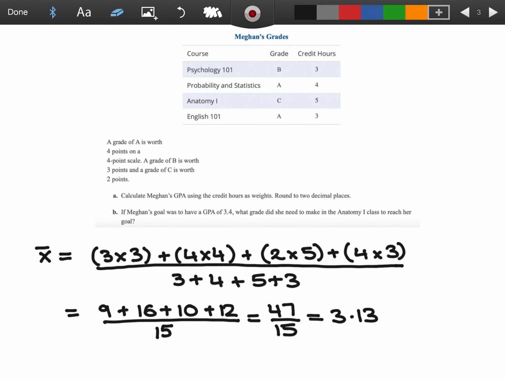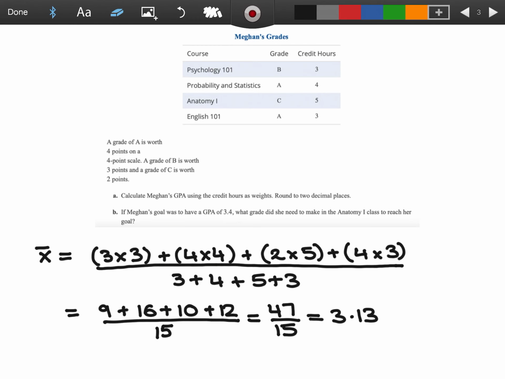Now I want to do this example. This is an example of a weighted mean where they have done this for grades, exactly what I was just saying. We've got a girl, Megan, and her grades for 4 classes in her freshman year: Psych 101, Probability and Statistics, Anatomy 1 and English 101. It tells us the number of credit hours this time, because each class is worth a different number of credit hours, which means each one is going to affect her GPA differently. And we've got the grades she got in each class.